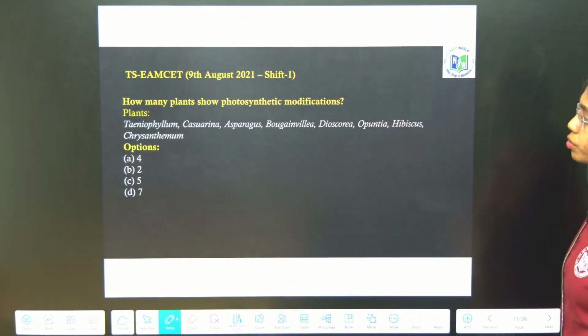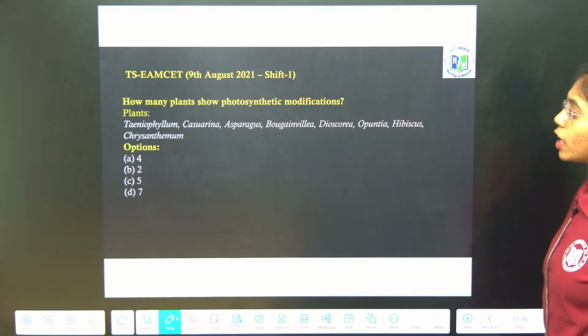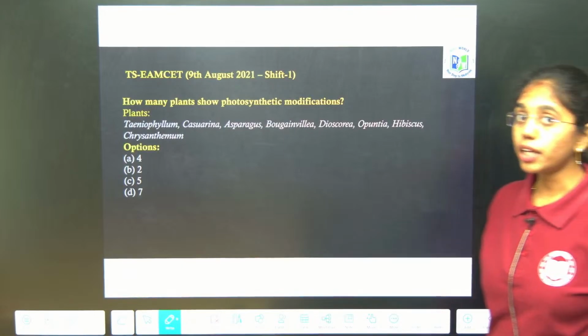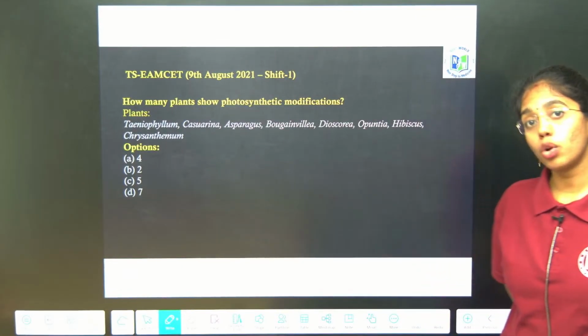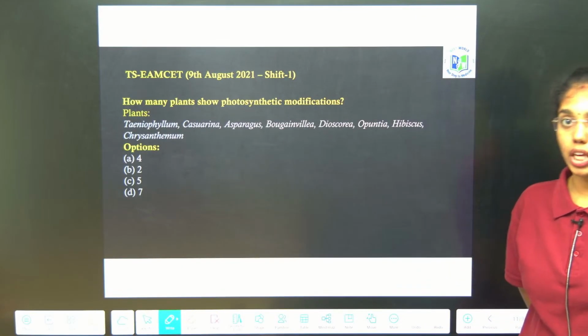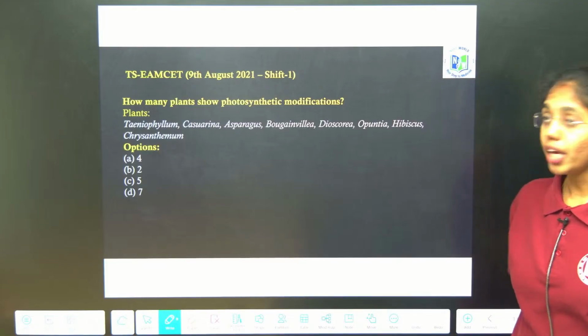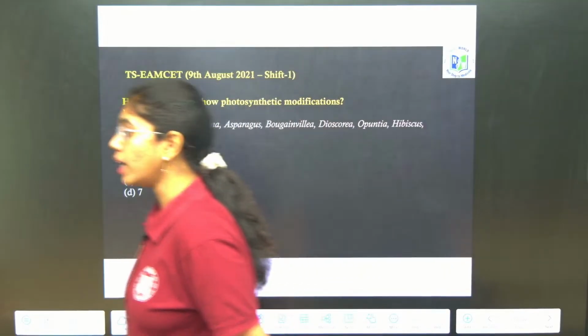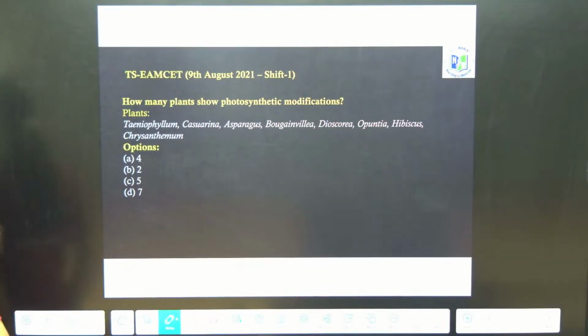Next, here you see how many plants show photosynthetic modifications. Photosynthetic modifications, consider for root, stem and leaf. Any modification it might be, it should be photosynthetic. Okay? Root modification, stem modification and leaf modification. You take 2 minutes of time and try to solve it, and then we will solve all together.